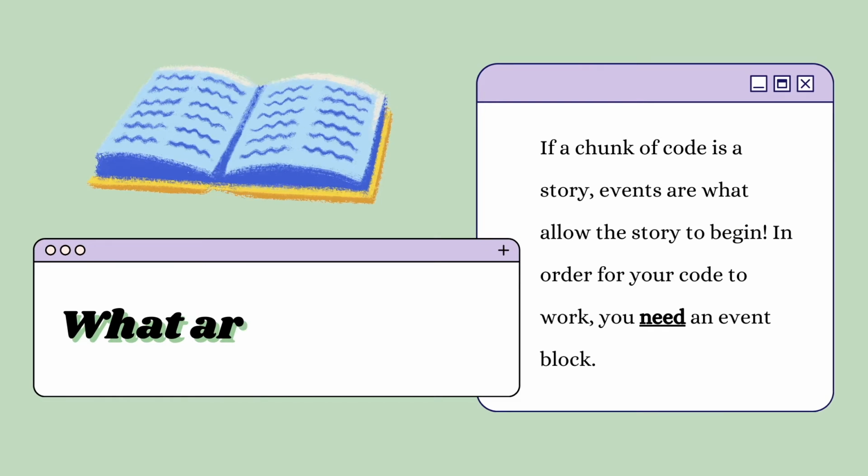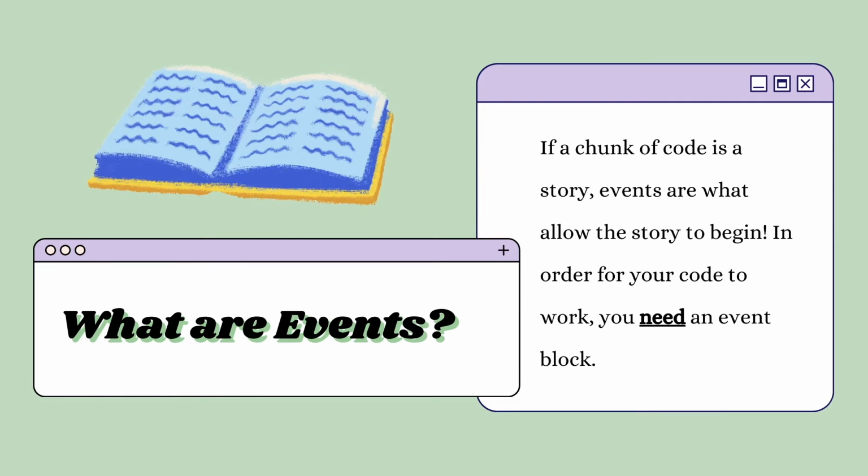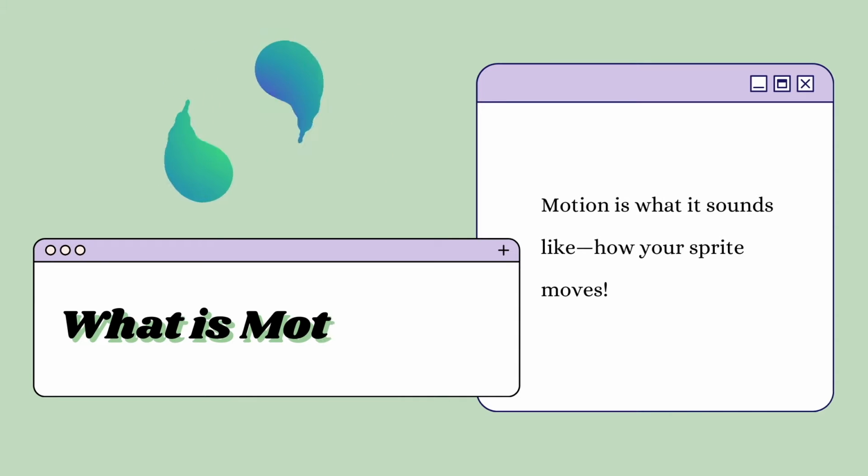What are events? If you imagine that a chunk of code is like a story, events are what allow the story to begin. In order for your code to work, you need to start with an event block. What is motion? Motion is exactly what it sounds like, how your sprite moves.